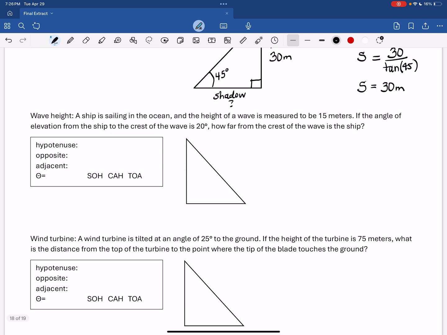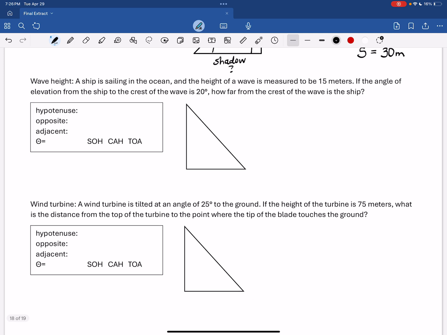Okay, the wave height. This is an interesting problem. I'm sure I have seen one of these, but not in a while. So, a ship is sailing in the ocean, and the height of a wave. So let's put the ship out here. Here's the ship, and here comes the wave. The height of the wave is measured to be 15 meters. That is a big wave. I'm glad I'm not on that ship.